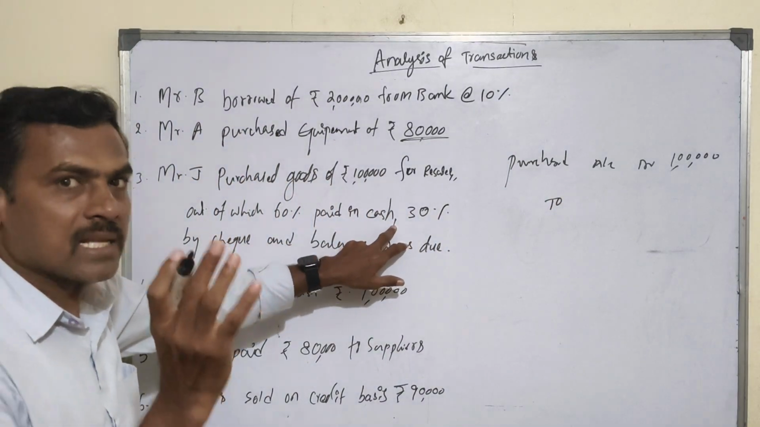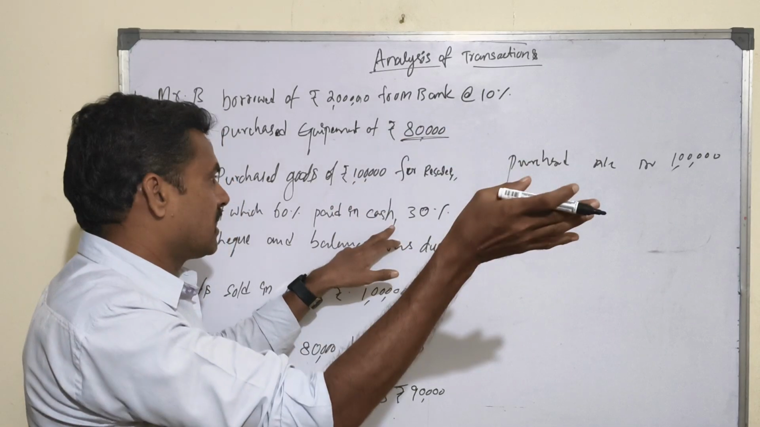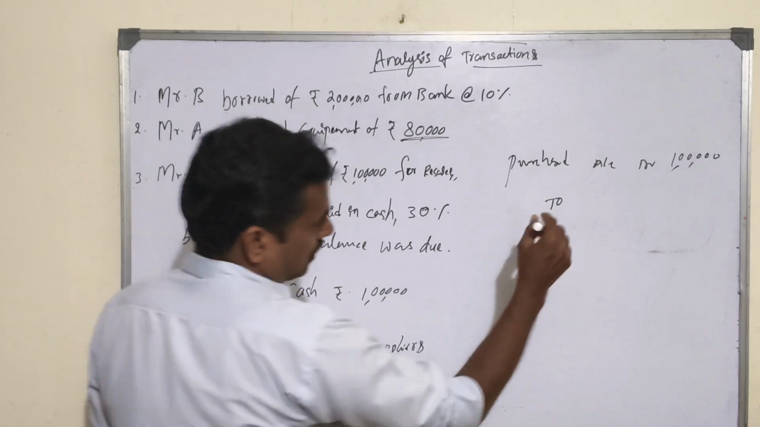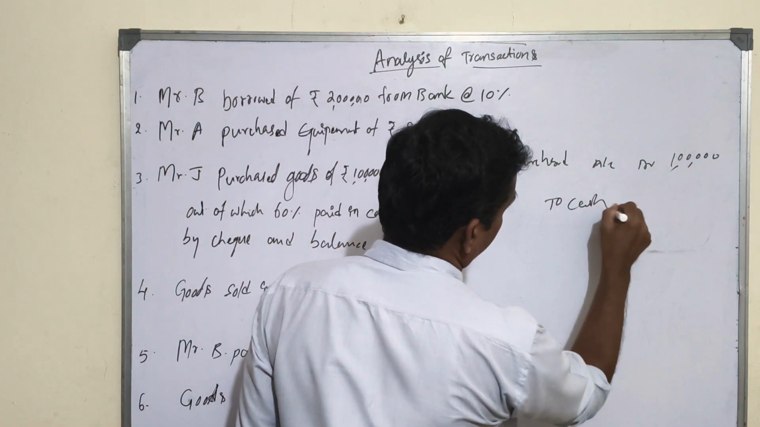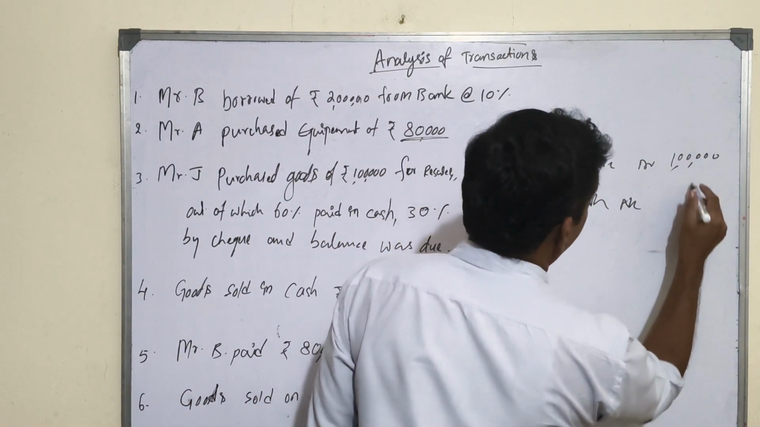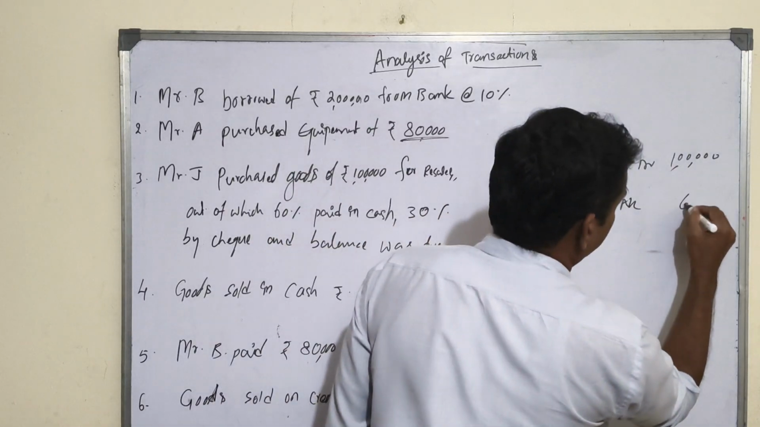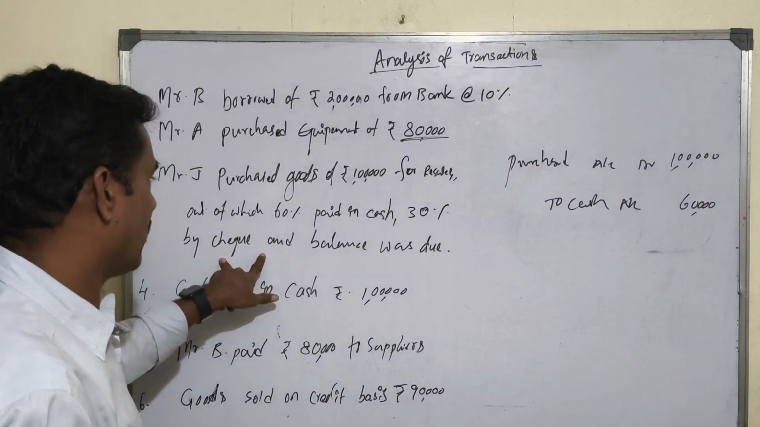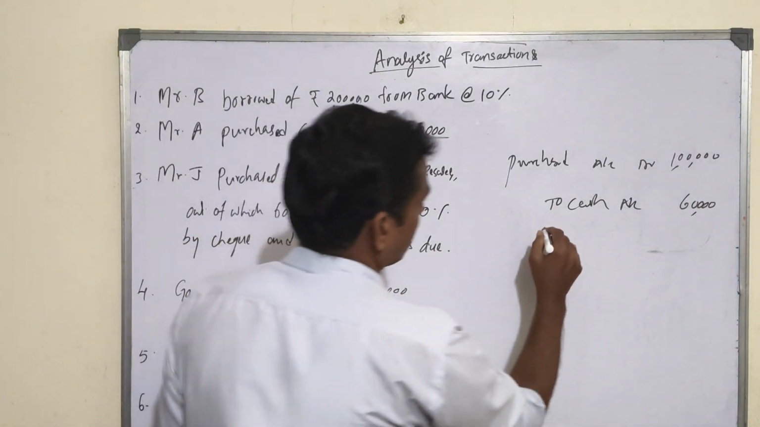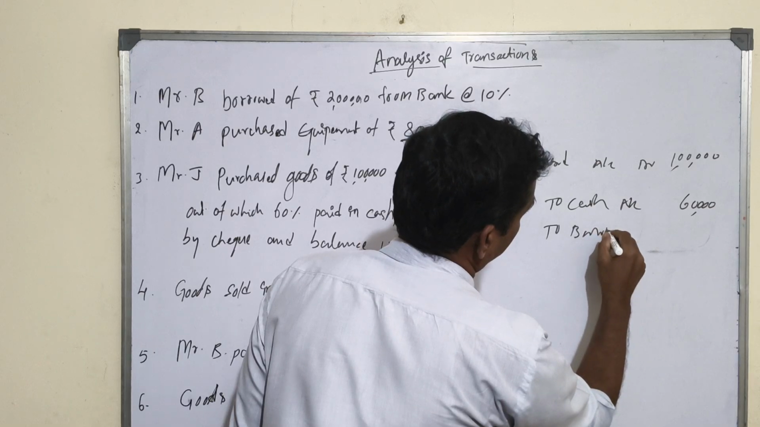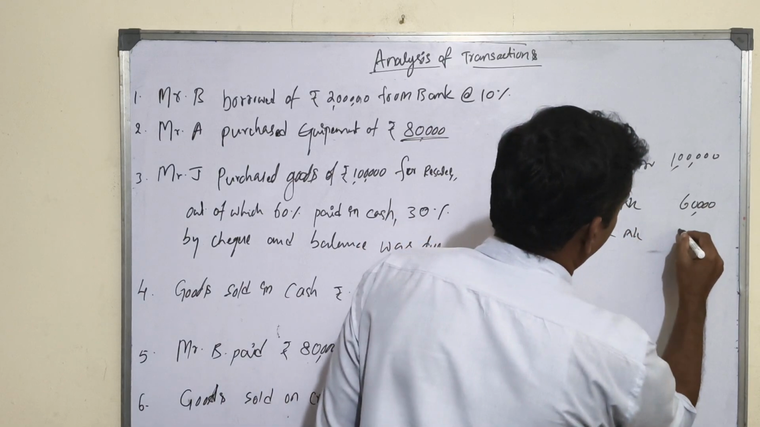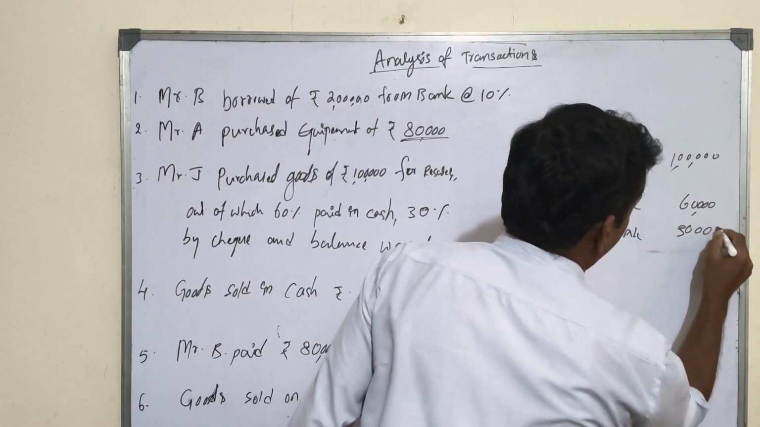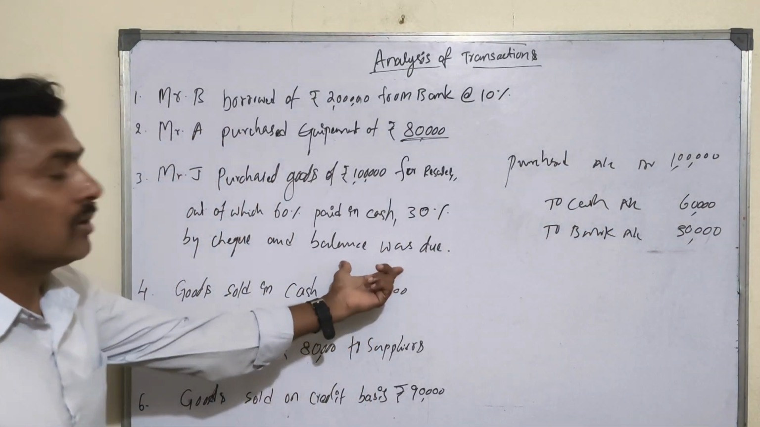So 1 lakh rupees of expenses incurred. 60% paid in cash. When cash is going out of business, since it is paid by the company because goods are purchased, so cash account, 60% on 1 lakh is 60,000. Again 30% by check, so bank balance is decreasing, to bank account, 30% on 1 lakh is 30,000.